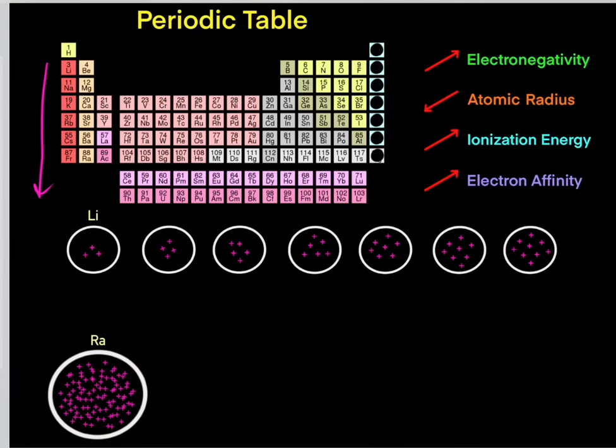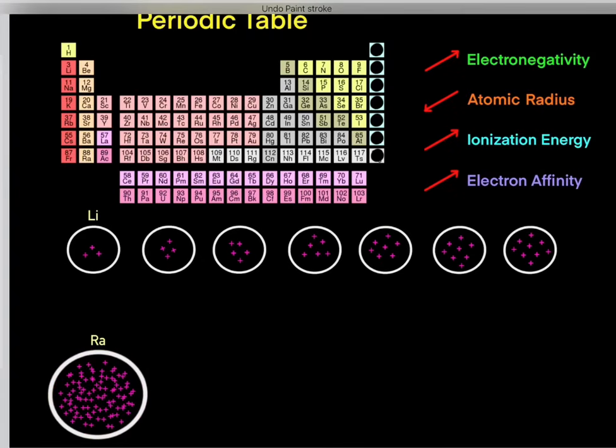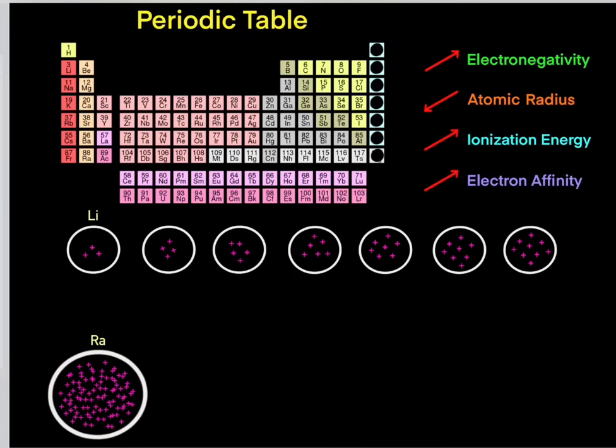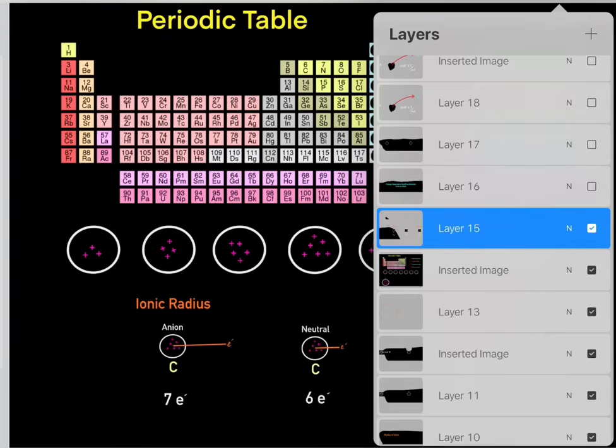So why does atomic radius increase as we go down? Well, as we go down, we see the element gets larger. It has more protons in the nucleus, so it's going to get larger. And just the way the negatively charged electrons fill up orbitals, they get further and further apart. So the atomic radius increases as you go down. So that explains why atomic radius increases in this particular direction.